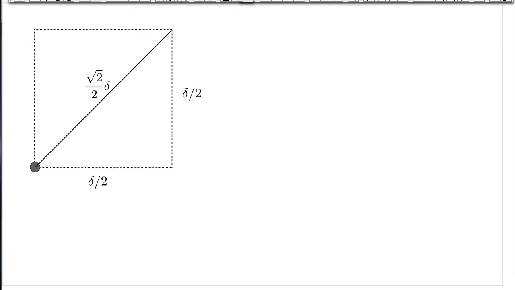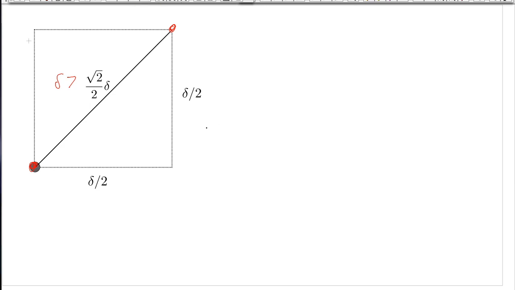We know that the cubby is delta over 2 by delta over 2, so if we had some point at the extreme left corner of this cubby, the farthest point would be the extreme right corner, and that's going to be, by the Pythagorean theorem, square root of 2 over 2 times delta, which happens to be less than delta. And because we know that points on the same side have to be separated by more than delta, we know that each cubby can only have 1 point. Question.